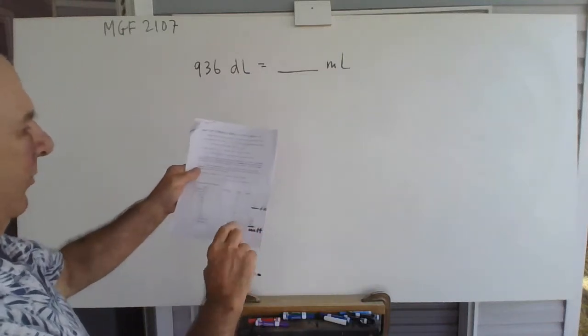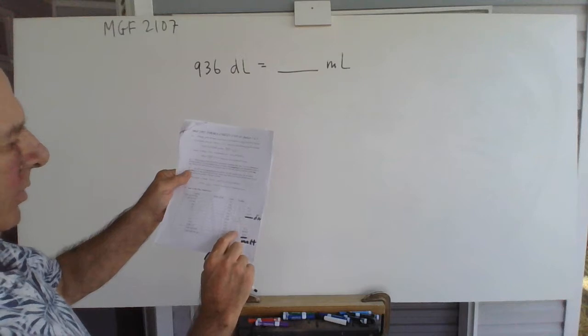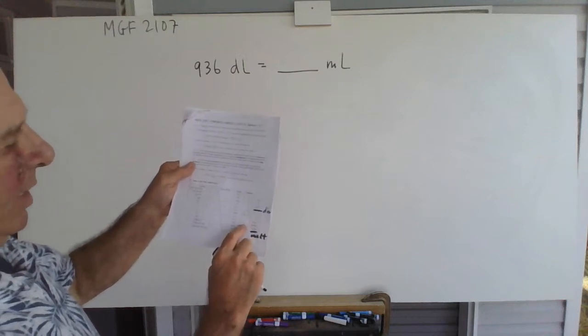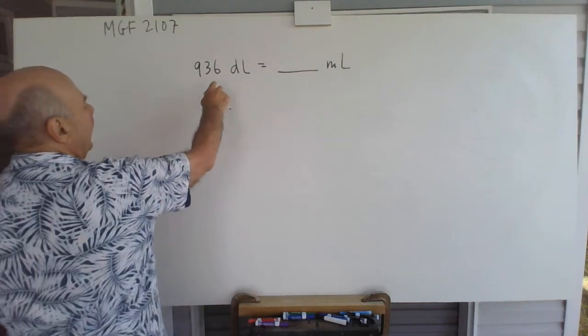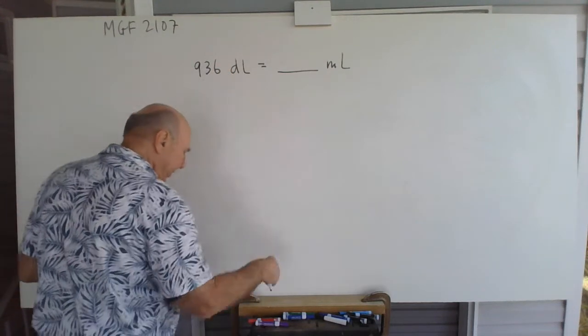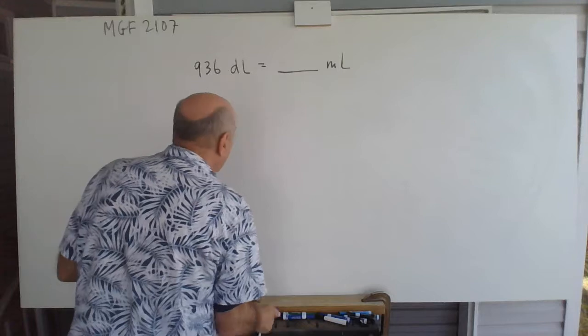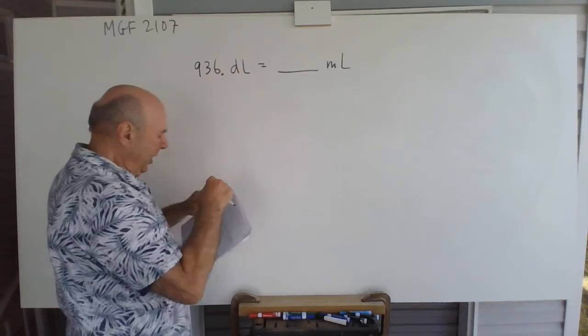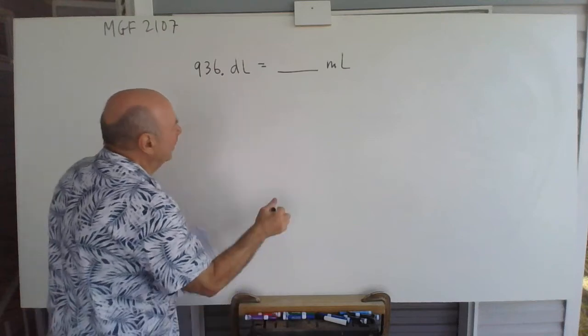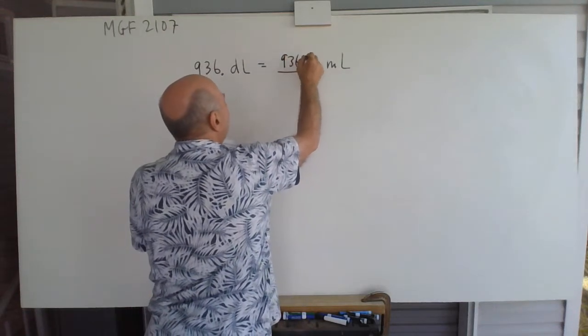So if we do the table, if I find D and I want to find M, from D to M is go down 2 spaces, so we're going to multiply by 100, which means we got to add 2 zeros because the decimal place is right here. And when we multiply, we move the decimal place to the right. So the answer will be 93600.